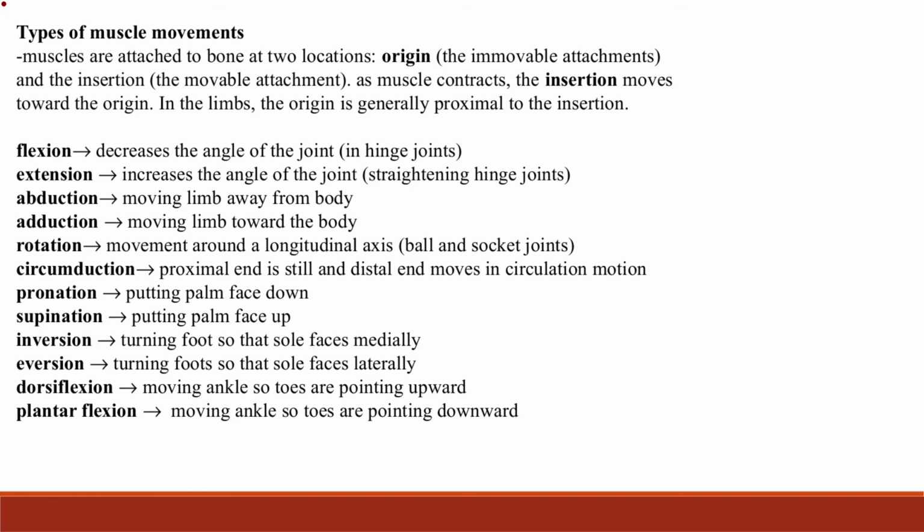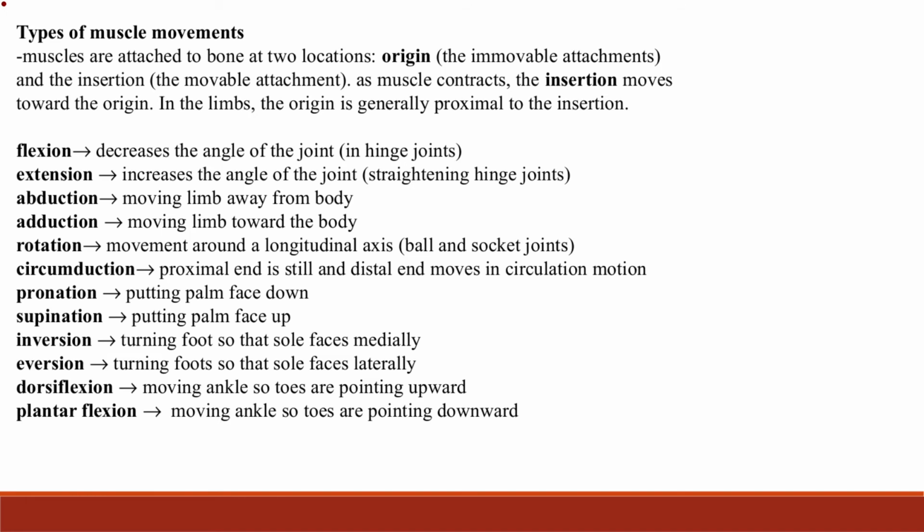So we have some types of muscle movement: flexion and extension. Flexion is decreasing the angle of a joint. Extension is increasing the angle of a joint. Abduction and adduction. Abduction is moving the limb away from the body. So if you were standing straight and you just lifted your arms out straight, that would be abduction. And then if you move them back towards the sides of your body, that would be adduction.